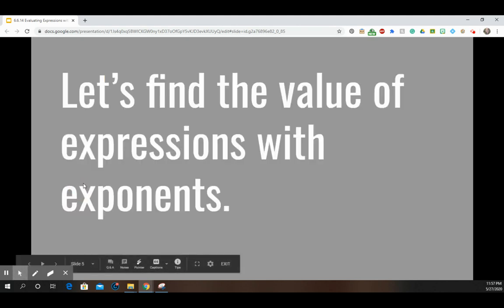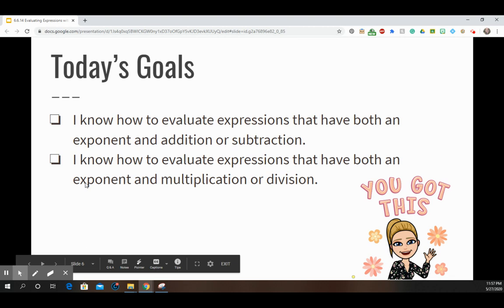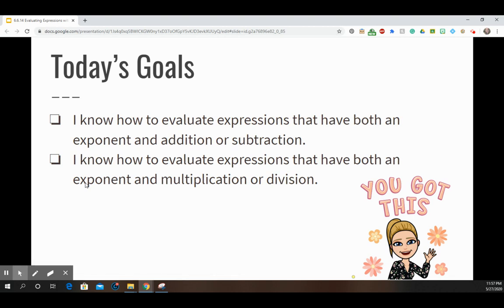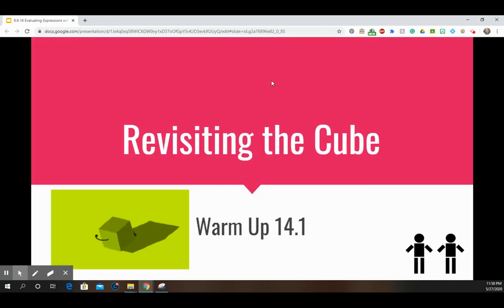So today we're finding the value of expressions with exponents. Your goals for today are to know how to evaluate expressions that have both an exponent and addition or subtraction, and know how to evaluate expressions that have both an exponent and multiplication or division. So just working more with exponents.